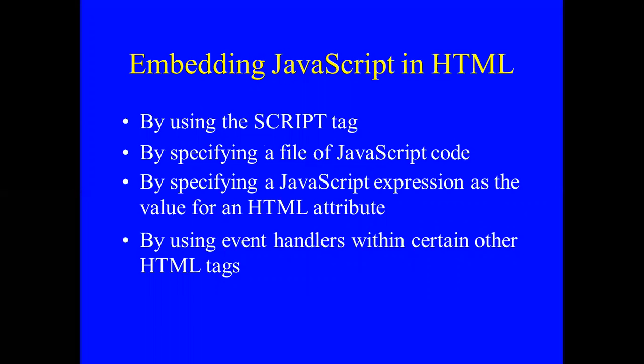Then how to embed JavaScript in HTML? We can embed JavaScript in HTML by using the script tag, or by specifying a file of JavaScript code. We can embed the JavaScript code in an HTML document by specifying that file. Or by using event handlers within certain other HTML text, we can add some event handlers. We can also write some expressions in the script tag.